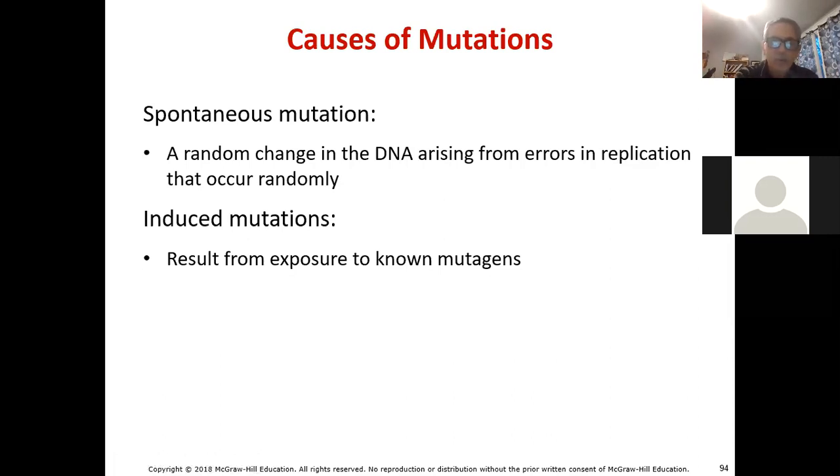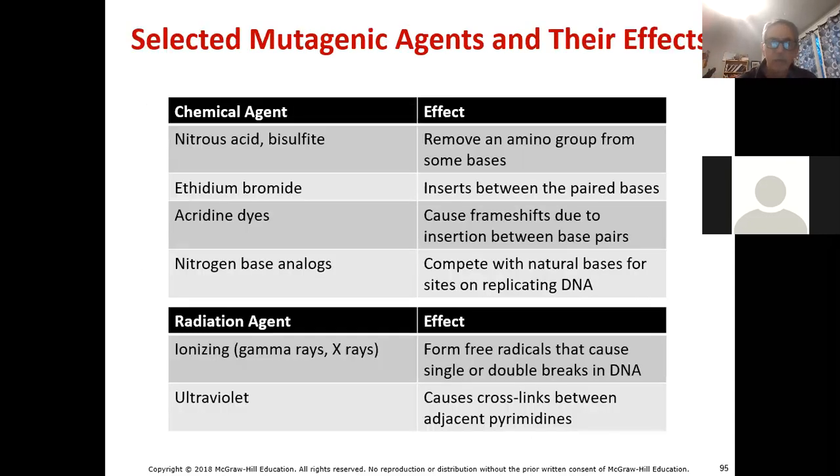So spontaneous mutations are just that, the random changes that occur during replication. The induced are usually mutagens in the environment, chemicals, radiation, so on can cause mutations. Selected mutagenic agents: nitrous acid can remove an amino group from some bases. Ethidium bromide inserts between the pairs of bases. It's a dye. Acridine dyes can cause a frame shift due to insertion between base pairs. Nitrogenous base analogs compete with natural bases for sites on the replicating DNA.